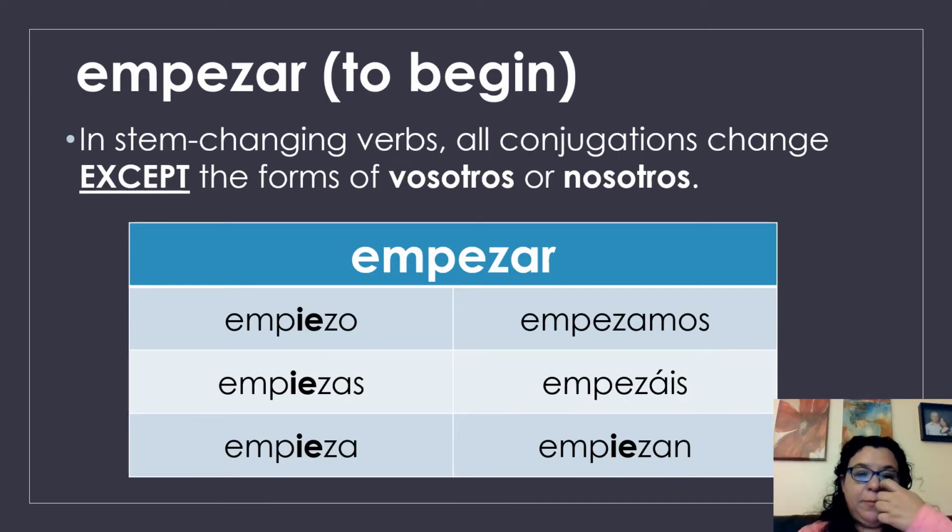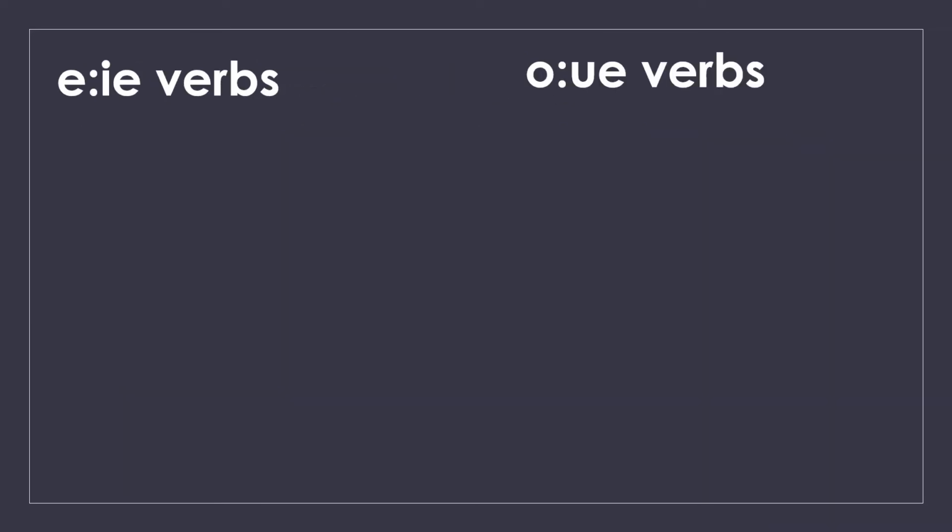So here's an example. And it's very important that you notice this and you take notes of this. In stem changing verbs, all the conjugations are going to change except the forms of nosotros and vosotros. So look at that. You have a stem change in all of the other ones, but vosotros and nosotros are going to keep that same regular verb. They don't change the stem. So that's a note that we have to remember.